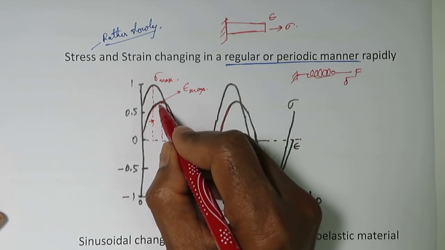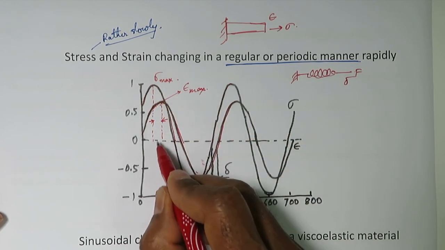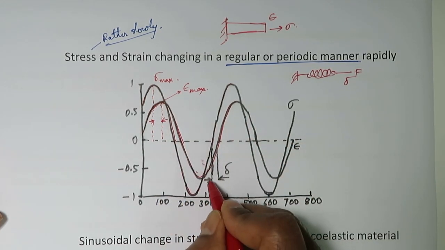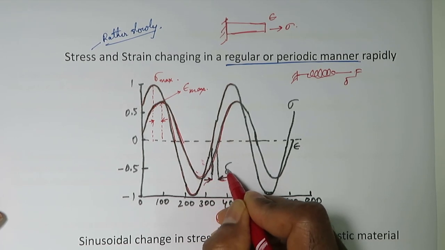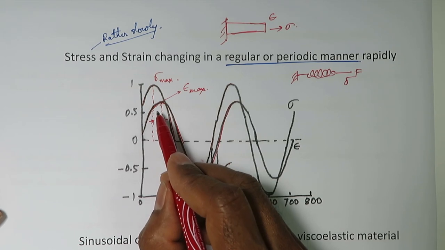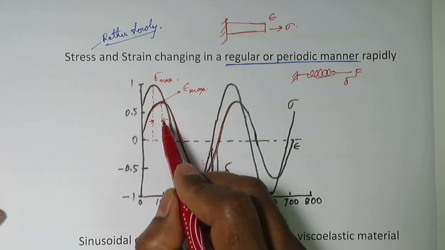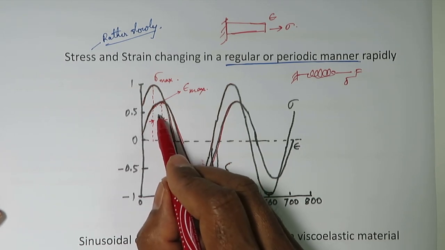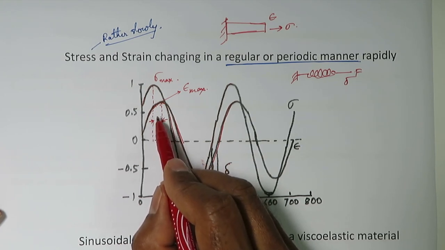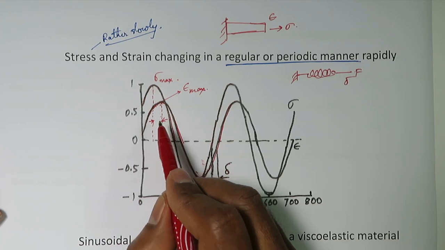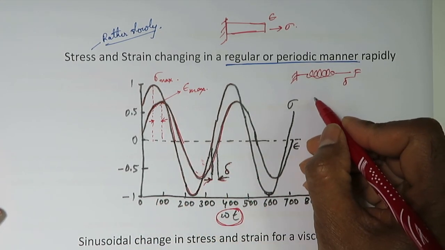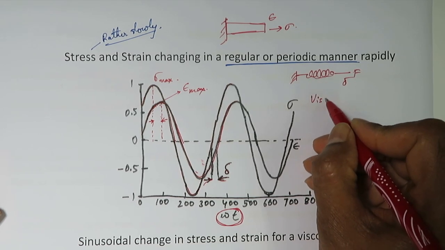But in this case, we see that there is a time lag, and this time lag is seen as a phase difference. For example, here it has been shown as a phase difference, and delta is the phase difference. So this is the response of a polymeric or elastomeric material, where the stress and strain are not in phase with each other. And the reason for this is basically the viscoelastic nature.